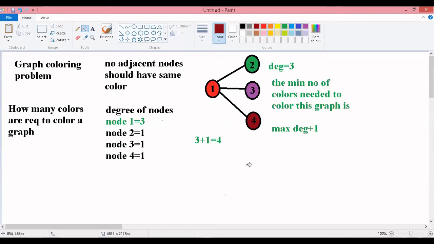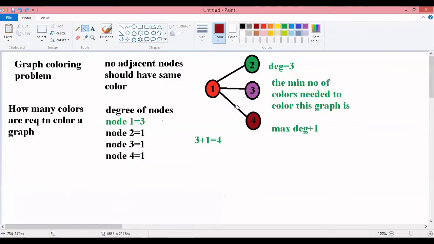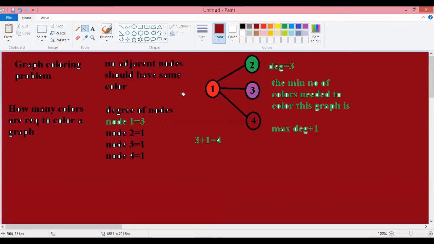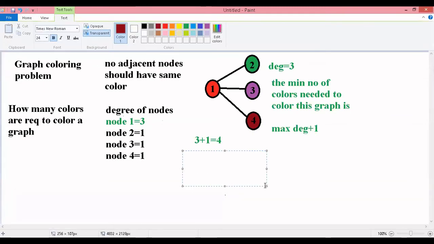Okay. So the maximum degree of this graph is 3, and the minimum number of colors needed to color this graph is the maximum degree plus 1. That is, 4 colors are needed to color this graph at minimum. This 4 is also known as, if they ask you, the chromatic number.